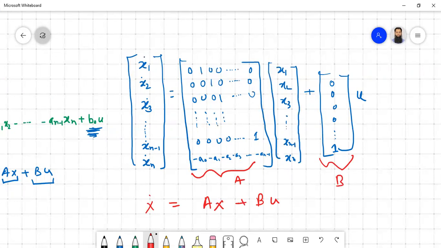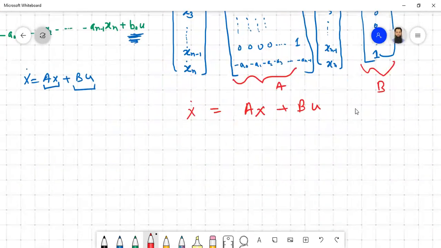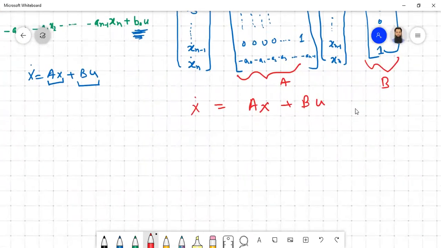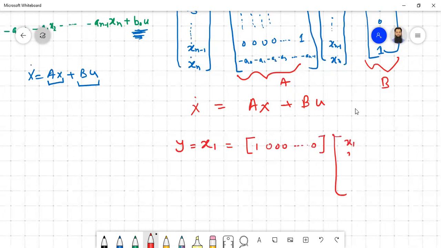We still have to find out what our output equation is. The output equation is pretty simple because of our choice. We have assumed that y equal to x1. So this is our phase variable choice. To represent it in vector form, the first one has to be 1, and then the rest of them will be 0. And then you have your state variables, x1, x2, x3 up to xn minus 1 and xn.